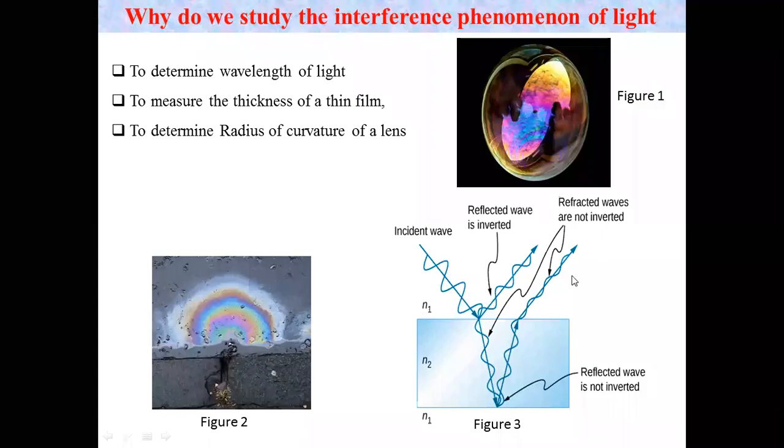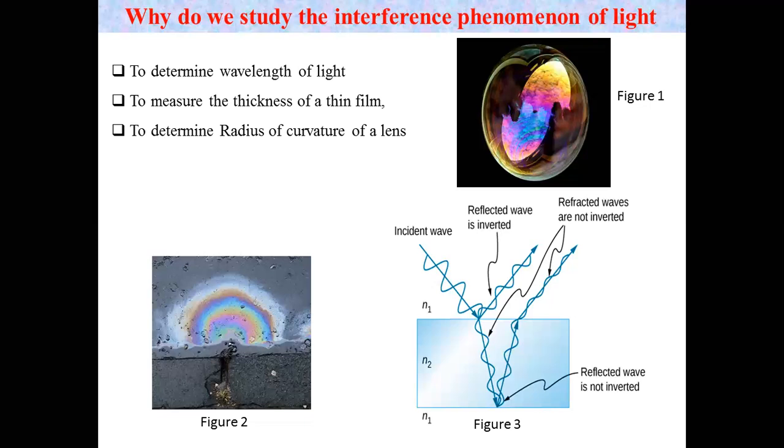The interference phenomenon of light can be used to measure the thickness of a thin film. What is a thin film? A thin film means the thickness of the film is comparable to the wavelength of light. That is, the thin film thickness is in the nanometer range.